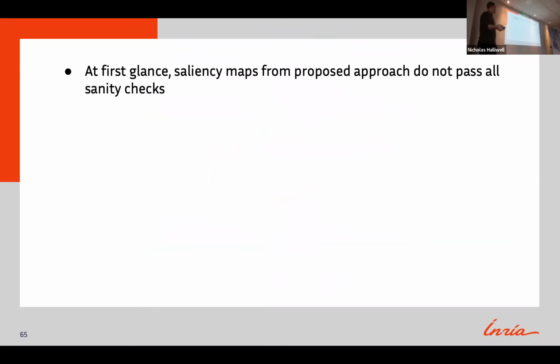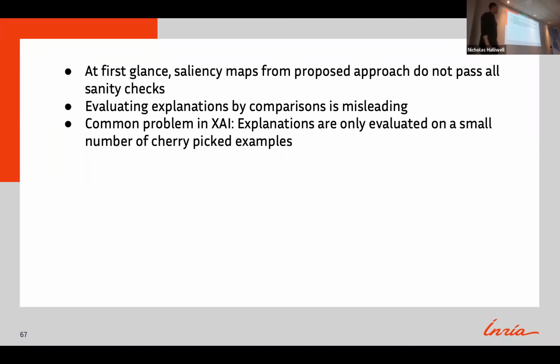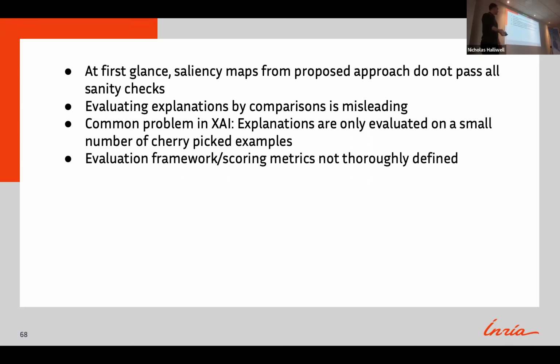The reason for this experiment was, well, we saw that the saliency maps from this approach don't pass all of the sanity checks, and that in some sense evaluating explanations by comparing a small number of examples can be somewhat misleading. We felt that this is a common problem in this field: explanations are evaluated only on a small number of cherry-picked examples relative to some state-of-the-art algorithm like LIME. And there's not really a thorough evaluation or scoring metric that's thoroughly defined and used across different papers.